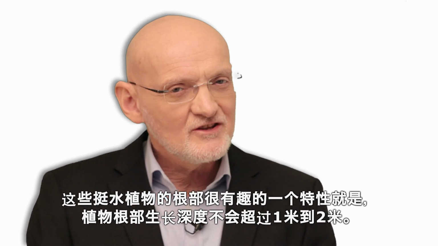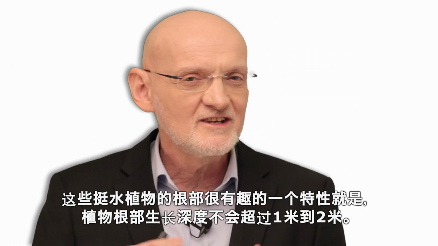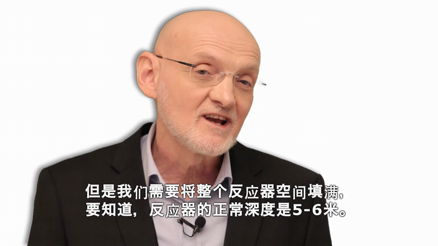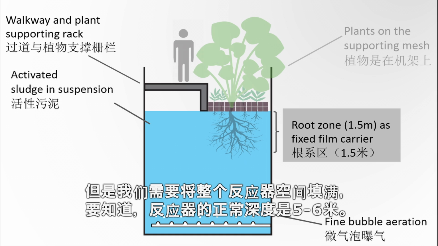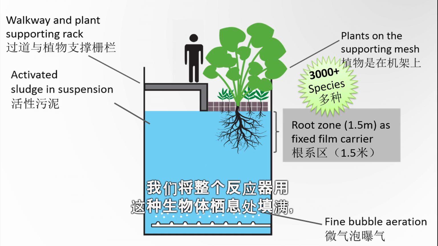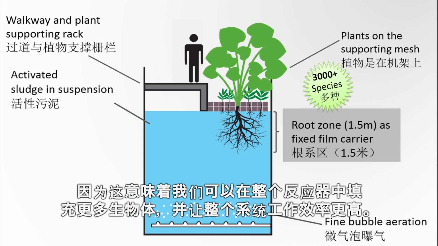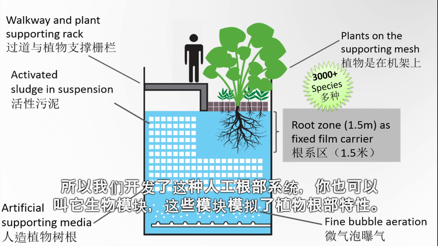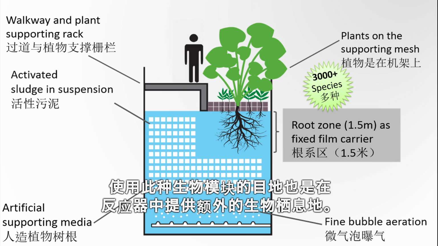The specific or interesting feature of the roots is that they don't really grow much deeper than 1 meter, 1.5 meters, 2 meters. But we would like to fill the entire reactor, and remember, these are 5, 6 meters deep. We'd like to fill the entire reactor with this habitat, because that means that we can fill the entire reactors with more population so we can make the whole system more efficient. So we developed this artificial root system, if you want. We call it a biomodule that mimics the characteristics of the roots. Again, for the purpose of providing additional habitat in the reactors.